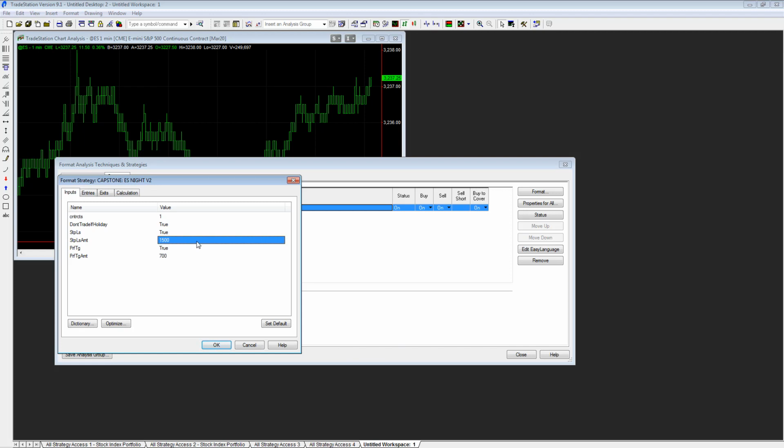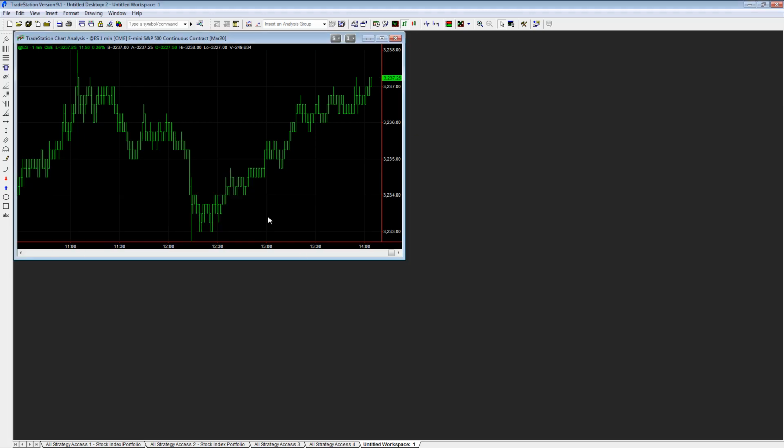And I also wanted to say that in the past year, a $700 stop loss has worked well. The market hasn't pulled back that much on trades that work. It has hit the stop loss on trades that don't work, but on trades that work, it hasn't pulled back much. And so a $700 stop loss in the past year worked. So these are the default inputs, and I'm going to say OK.